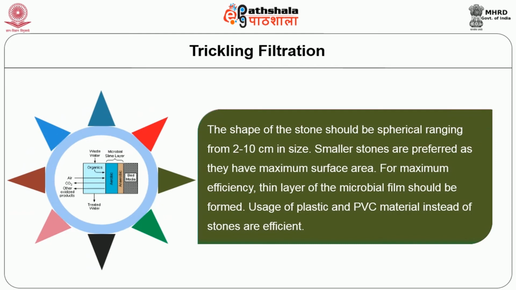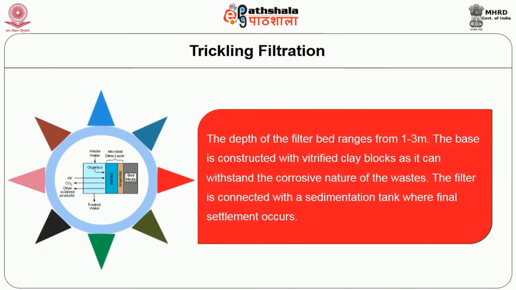The shape of the stone should be spherical, ranging from 2 to 10 cm in size. Smaller stones are preferred as they have maximum surface area. For maximum efficiency, thin layer of the microbial film should be formed. Usage of plastic and PVC material instead of stones are efficient. The depth of the filter bed ranges from 1 to 3 meter. The base is constructed with vitrified clay blocks as it can withstand the corrosive nature of the waste.